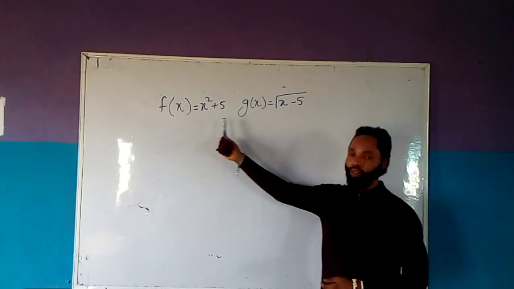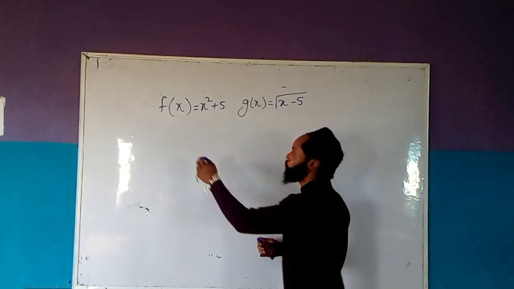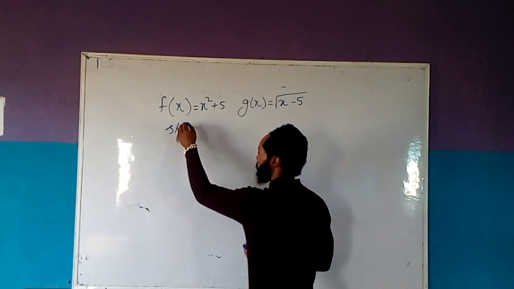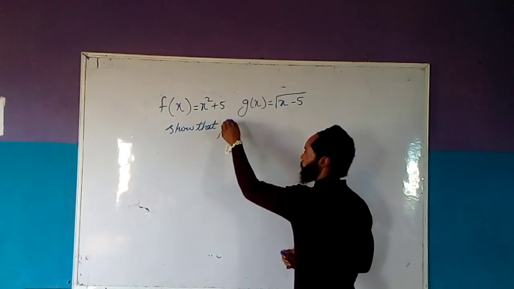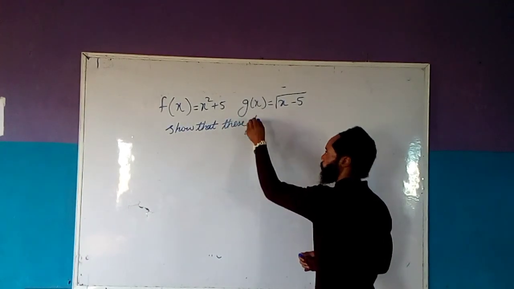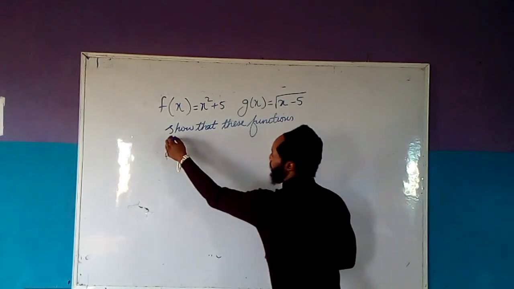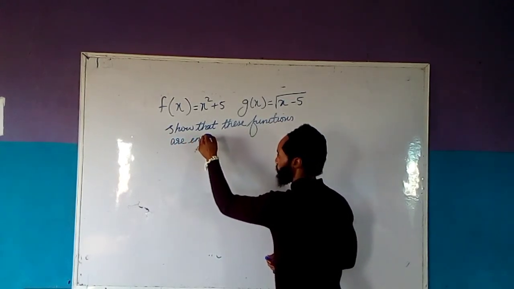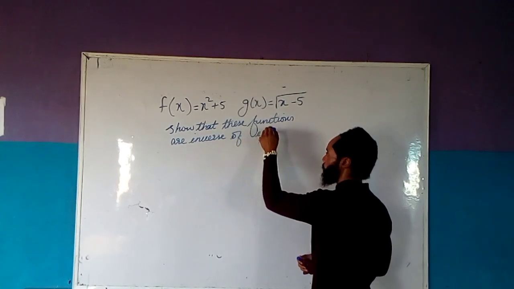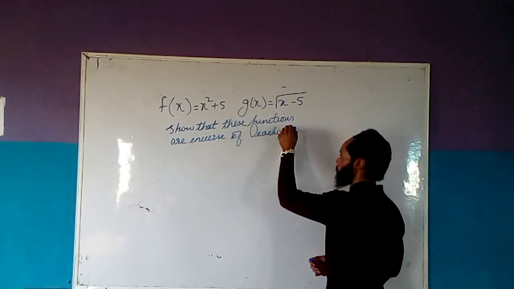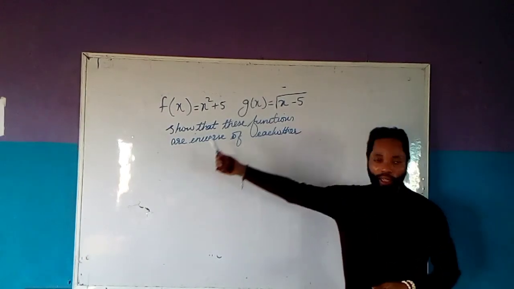Okay, we're given two functions here. Now the question is, show that these functions are inverses of each other. Show that these functions are inverses of each other.